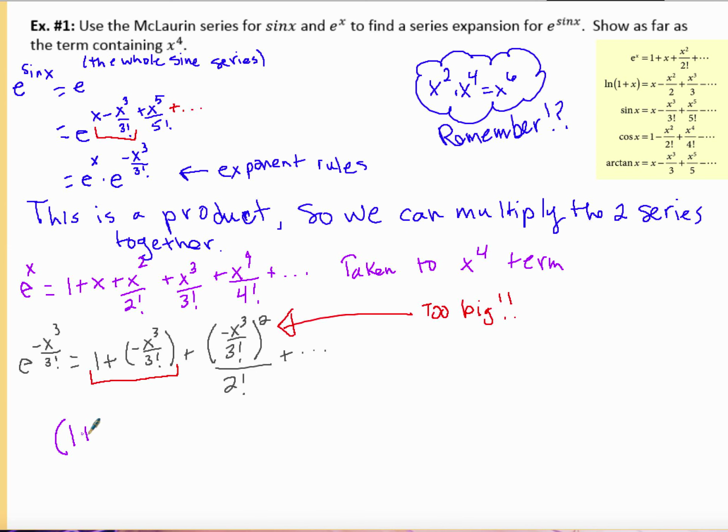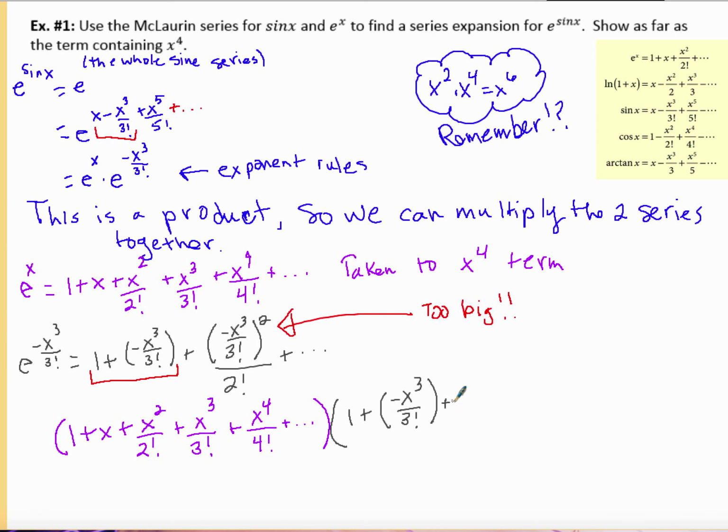Here we go. So I've got 1 plus x squared divided by 2 factorial plus x cubed divided by 3 factorial plus x to the fourth power divided by 4 factorial and so on and so forth, even though we're not going to use the rest because they're too big. And we are going to multiply that by this series, which is 1 plus negative x cubed divided by 3 factorial plus dot dot dot, even though we're not going to write the rest because it's too big.